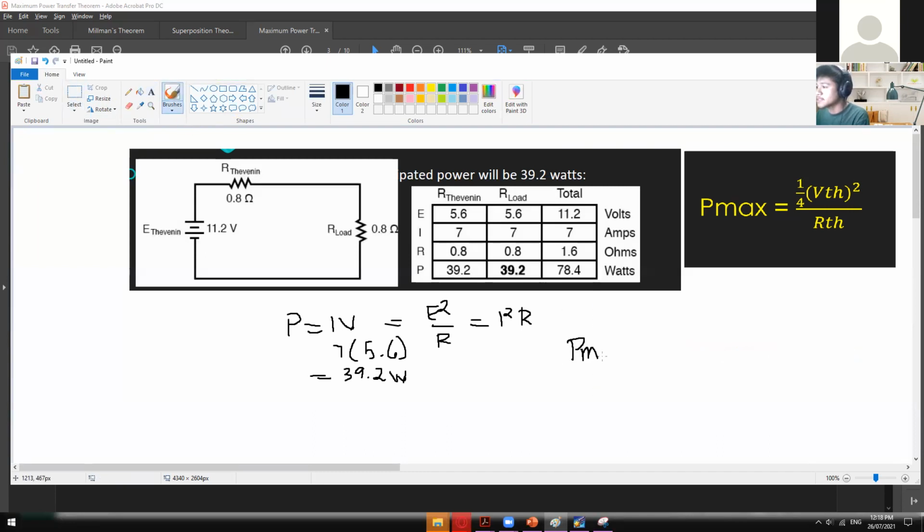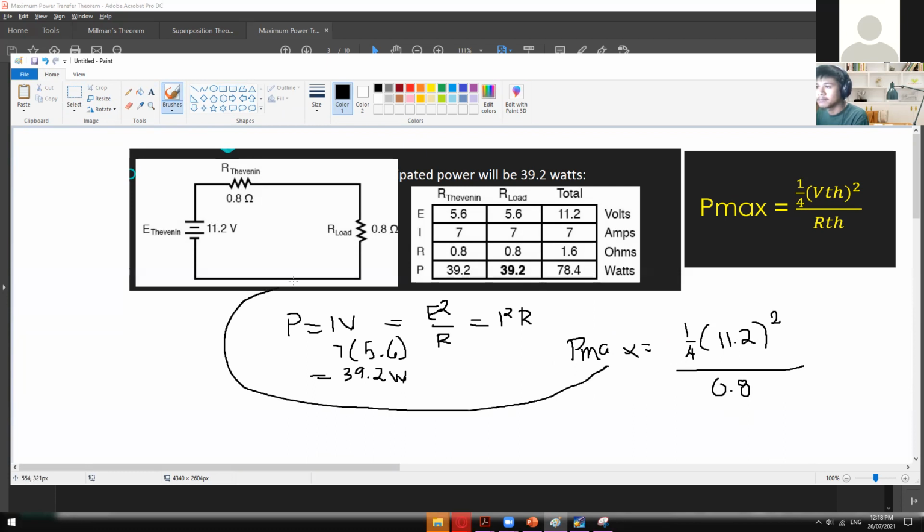So Pmax is equal to 1/4 times VTH, which is 11.2 volts, and then squared divided by RTH, which is 0.8. So the Pmax that we are solving here is the power that will be transferred on our R load. Okay, so please solve this one.